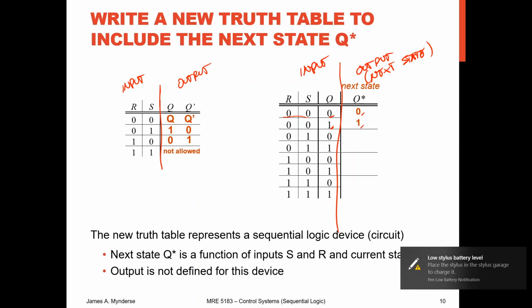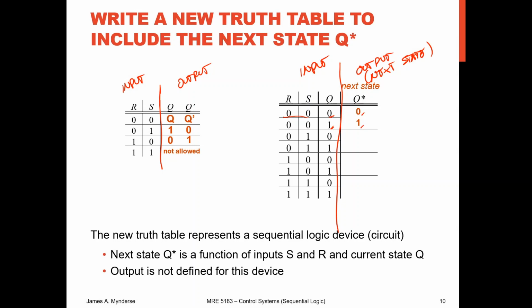So if we've got R and S being 0 and 1 respectively, then we know that regardless of what the current value of Q is, the next value of Q should be a 1. And if R is 1 and S is 0, then the next value should be a 0, regardless of what the current value is. So we can fill those in.